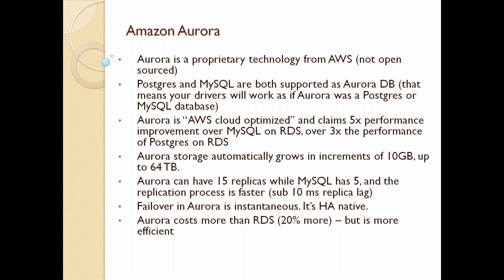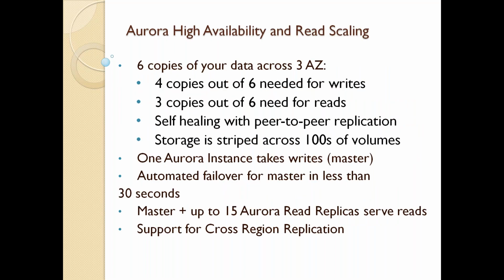Where you want your database to be fast and all those things, you should go for Aurora. But again, Aurora is highly costly, and depending upon the client's requirement, you can go for this. So Aurora's high availability and read scaling: they have 6 copies of your data across 3 availability zones, 4 copies out of 6 needed for writes, 3 copies out of 6 needed for reads, and you have self-healing with peer-to-peer replication.